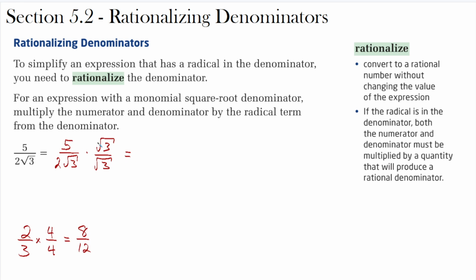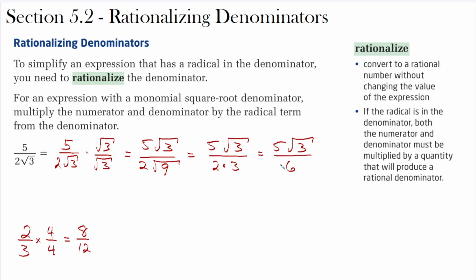Top isn't too bad. Top by top gives us 5 root 3 for the numerator. And the bottom, this is where we're going to remove the radical and rationalize the denominator. So the 2 is along for the ride because it's a coefficient. And we can multiply root 3 by root 3. When we do that, root 3 by root 3 is going to give us the square root of 9. And the square root of 9 is better known as 3. So this becomes 5 root 3 divided by 2 times 3, or finally 5 root 3 divided by 6.